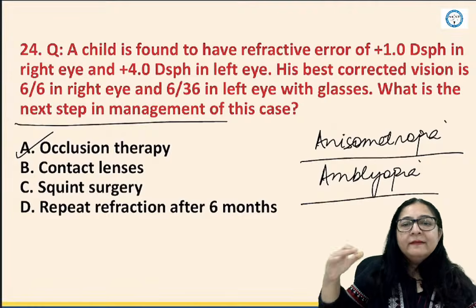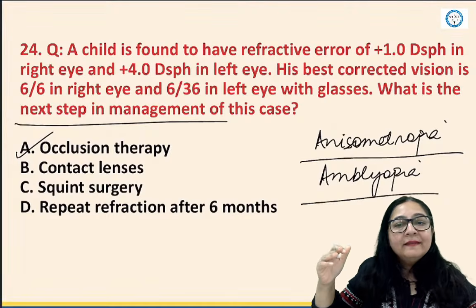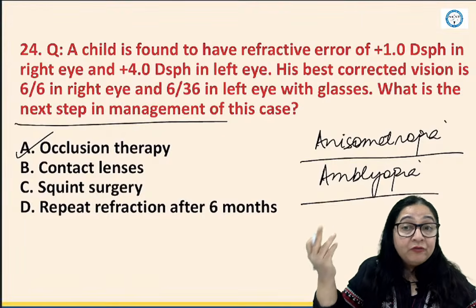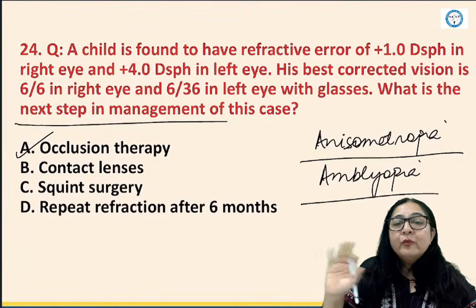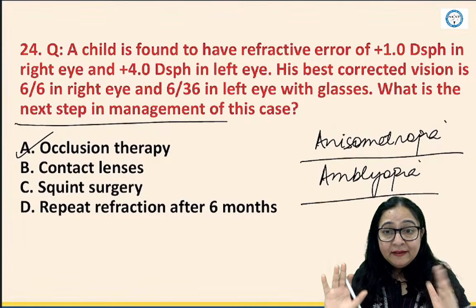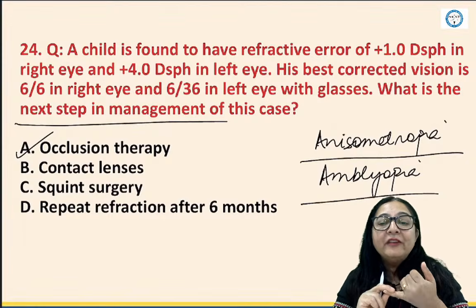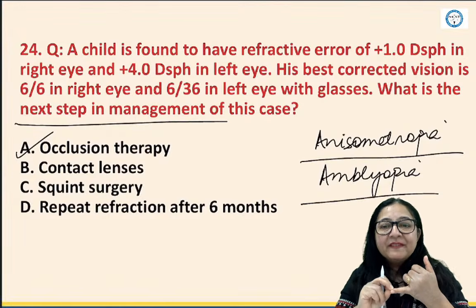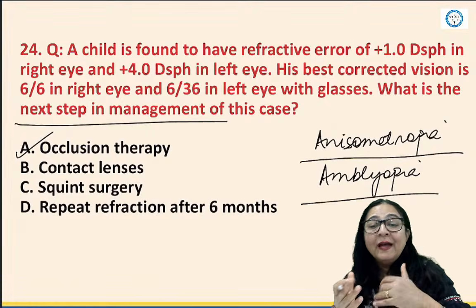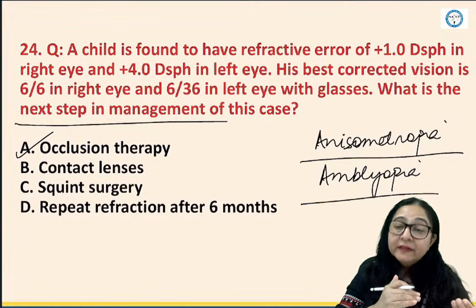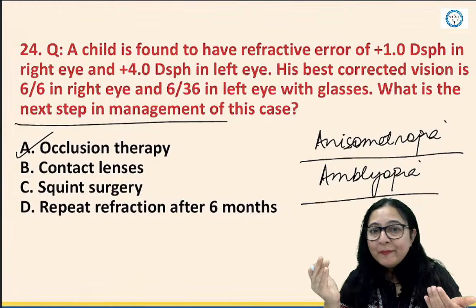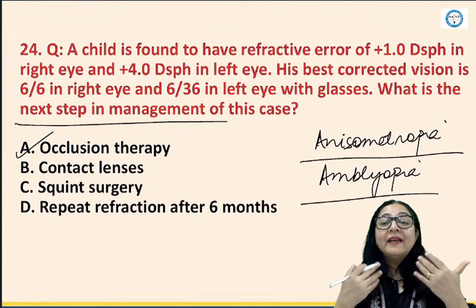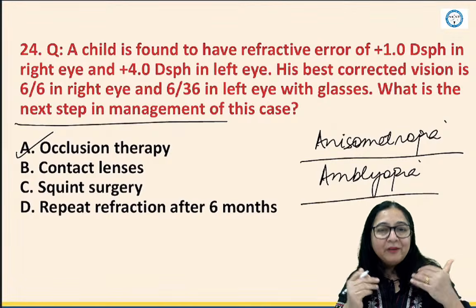So contact lenses, whether you give glasses or contact lenses, that depends upon the age of the patient. But even with contact lenses, you will have to give occlusion therapy. Squint surgery is not indicated here. Number one, they have not mentioned whether there is squint or not, right? So here the question statement is that there is anisometropia and amblyopia because of the anisometropia. They have not mentioned squint there. It's not necessary that every time the child has hypermetropia there will be squint.